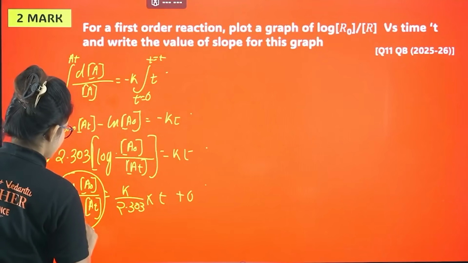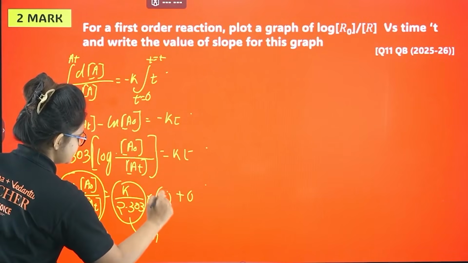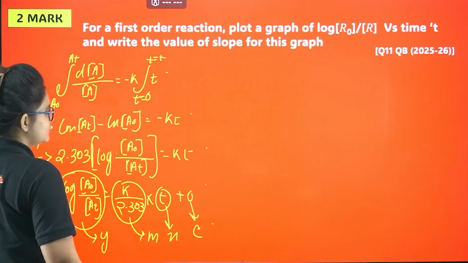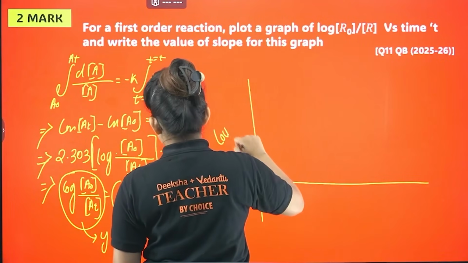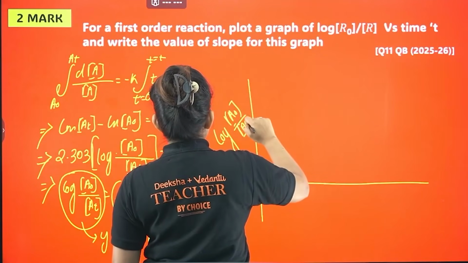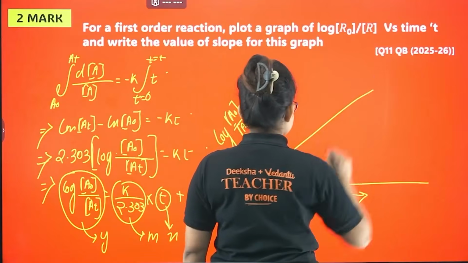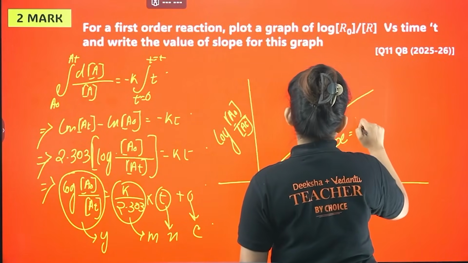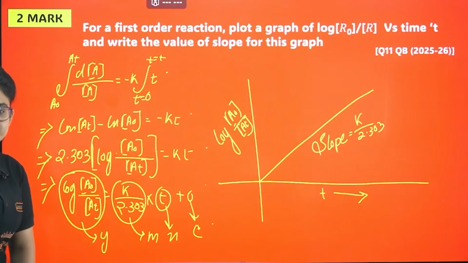So this is your y, this is your m, this is your x, this is your intercept. 0 intercept means it is passing through origin, right? So let's plot the graph. I am having log A naught versus At at the y-axis and t at the x-axis. It will pass through origin, and the slope value you can write from the equation itself, that is k by 2.303. I guess this is clear to you.